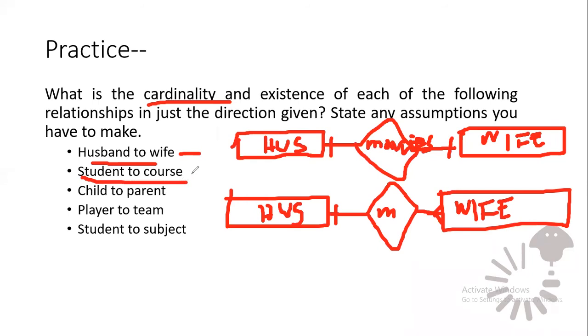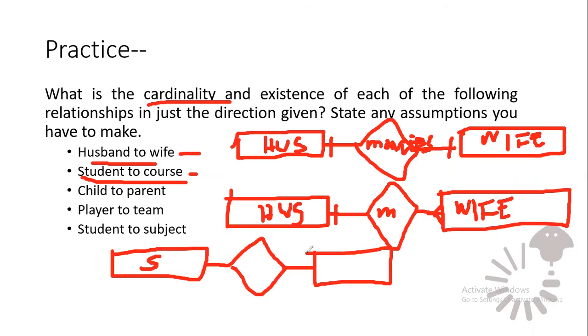Student to course. What is the cardinality? One student can take, ilang course ba sa student? Ilang course yung pwede niyang i-take? Student, course. The verb is takes or enrolls or whatever. One student, ilang course? Pwede bang isa? Pwedeng marami. Maraming course kang i-take?